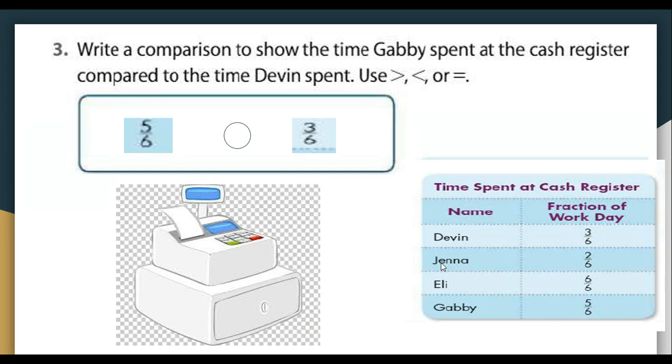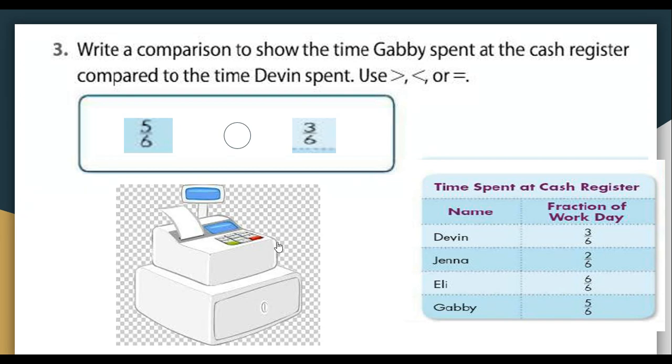Okay, so number 3, it says write a comparison to show the time Gabby spent at the cash register compared to the time Devin spent. And we need to use our comparing symbols, greater than, less than, or equal. Well, we already have the 2 fractions here. So we noticed from our chart that Gabby worked 5/6 of her day at the cash register, and Devin worked 3/6 of her day at the cash register.